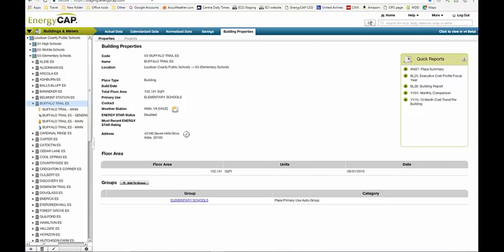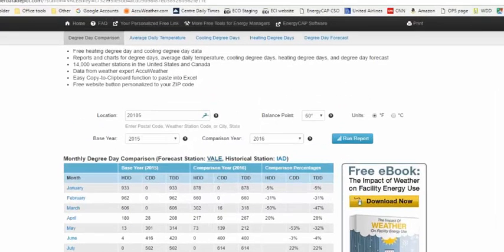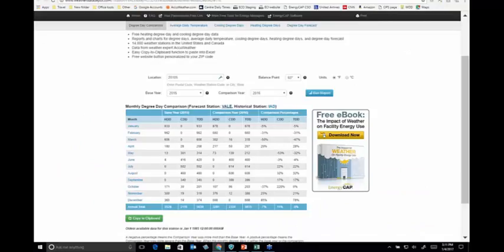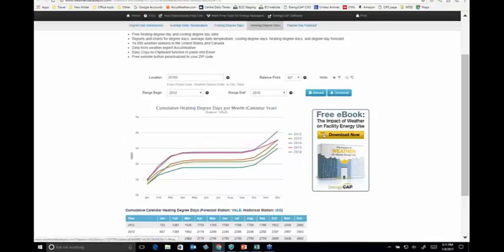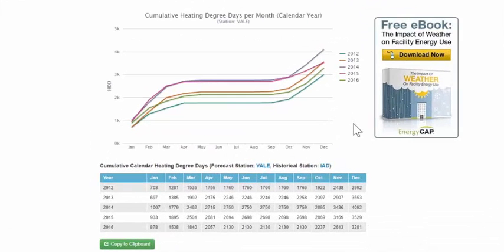Now, one question when we're looking at weather data is, when we pick a baseline year, are there any years that maybe we should be careful of because they are not typical? So in Weather Data Depot, I'm going to look at heating degree days because we're talking about the gas meter first. Let's take a look at this to see if any of these years are very different from others.